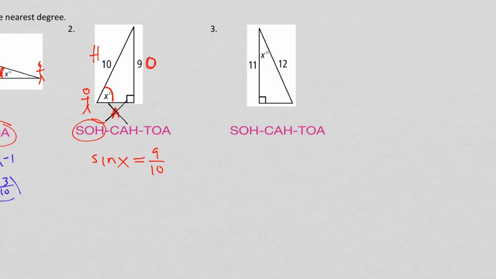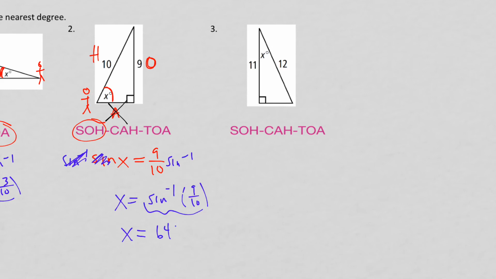And to solve for this angle x that I don't know yet, I'm going to use inverse sine on both sides to cancel sine here on the left. So I get x equals the inverse sine of 9 over 10. And so that's an inverse sine. So then at this point, on a calculator, I find that my missing angle is approximately 64 degrees.